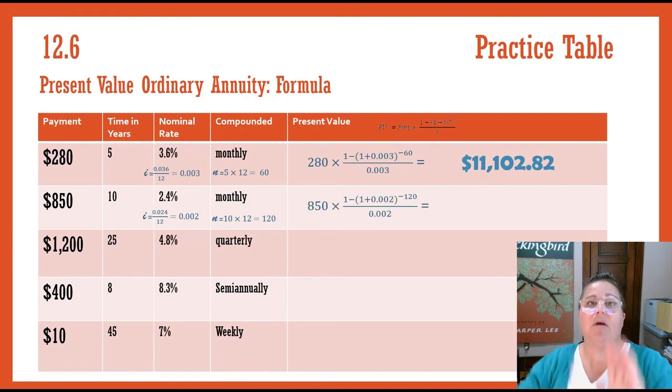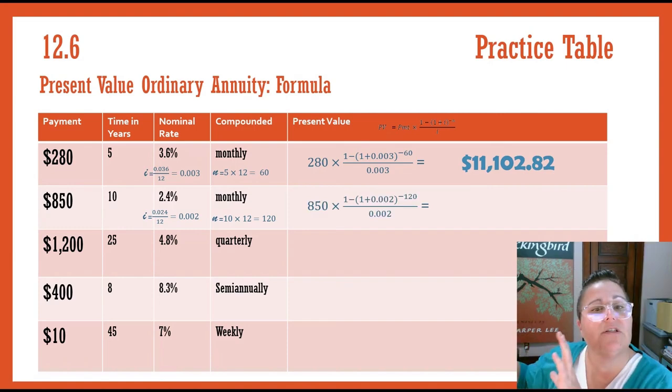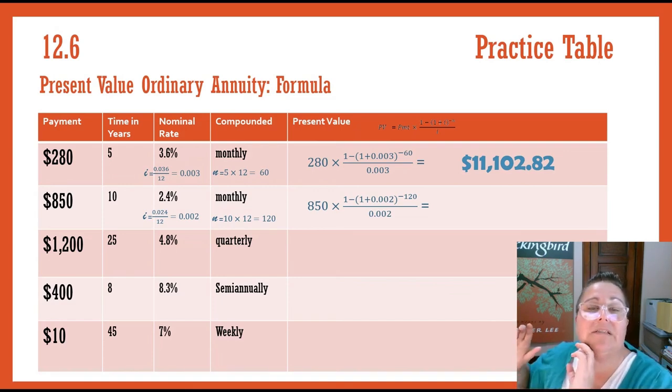850 times, we want to do that whole fraction part first. 1 minus 1 plus 0.002 to the negative 120th, divide that by 0.002. We're going to start with the parentheses. With your calculator, we're going to do 1 plus 0.002 to the negative 120th power. So 1.002 to the negative 120th power. You got that number?